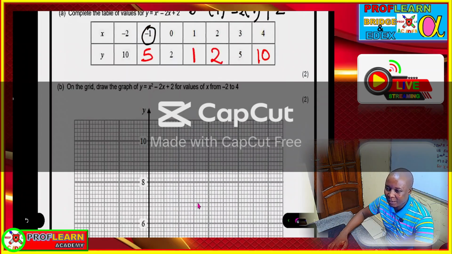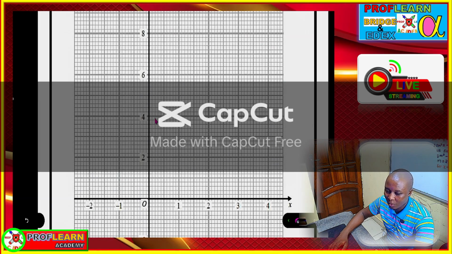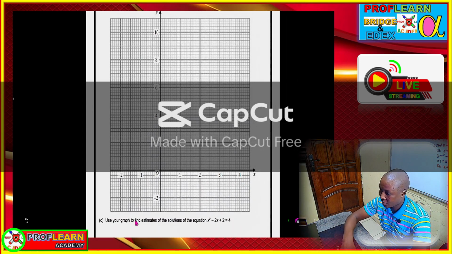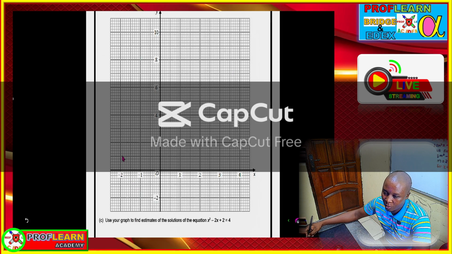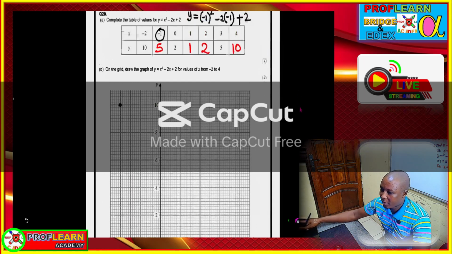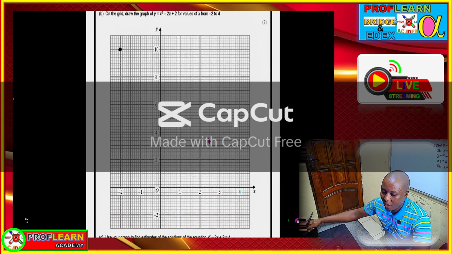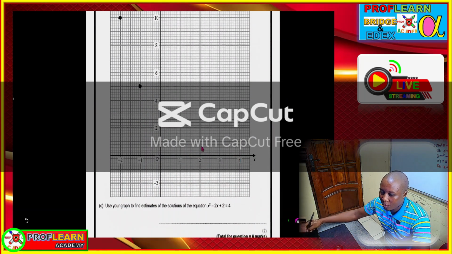Okay, so let's plot the points. So it's -2, 10, so we shall go to -2. Let me just reduce this so that we can see everything. So the first point we're going to plot is -2. We move up to 10. We plot this point here. The next point is -1. I move up to 5. 5 is somewhere here. Then we have 0. We move up to 2 at this given point.